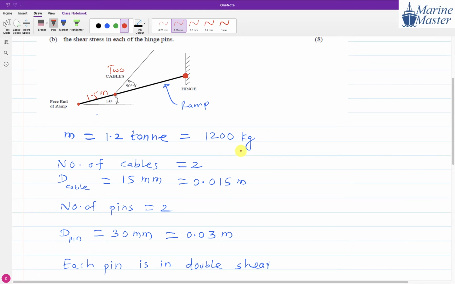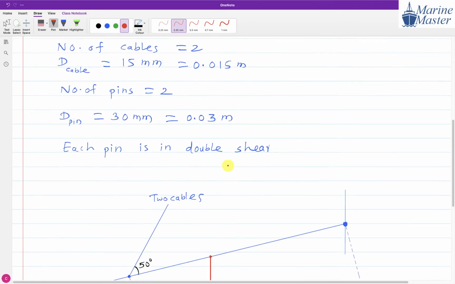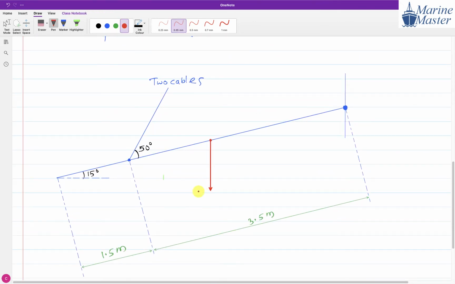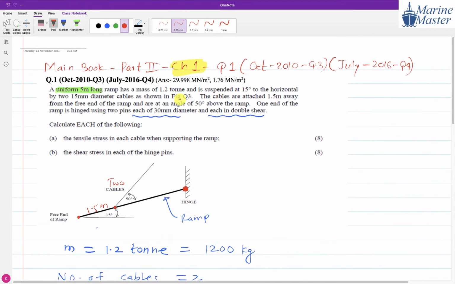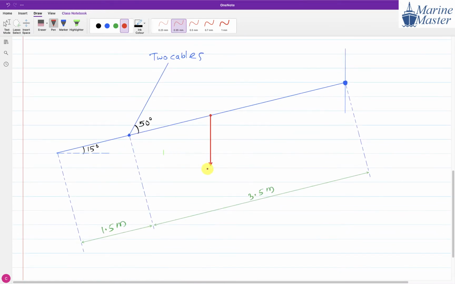The mass is 1200 kilogram. So the weight will become 1200 g. So 1.2 ton. Weight will become 1200 g. Okay, 1200 into g. That is the meaning of this. Here g is not a gram.